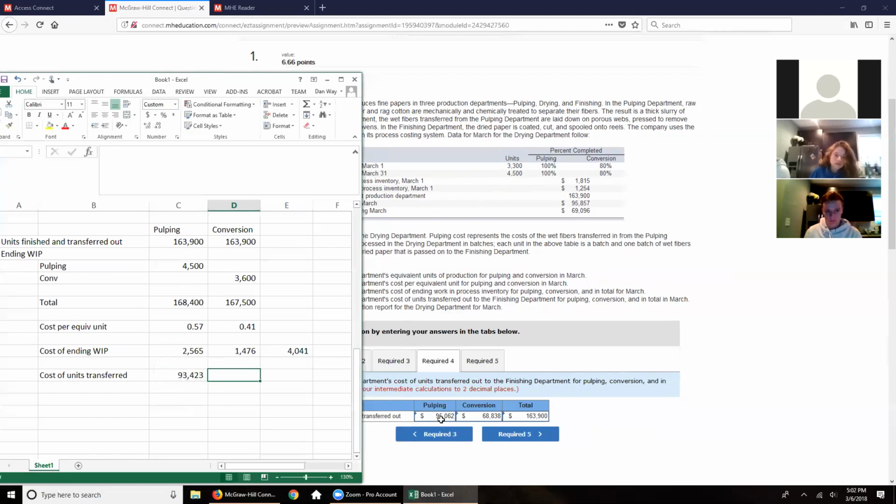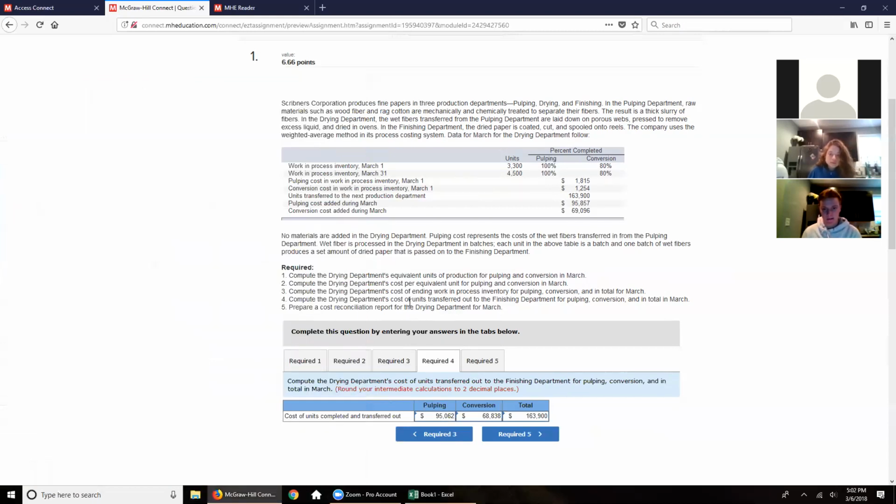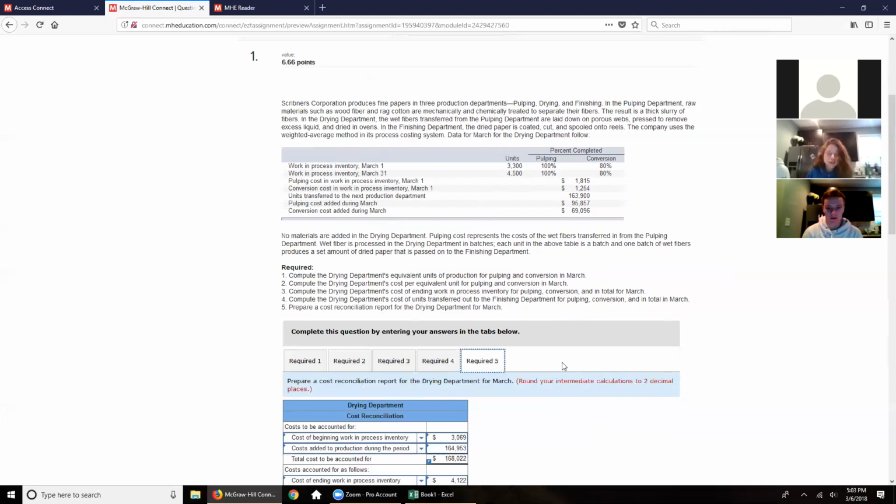And we've got some different rounding than them here. But same idea for conversion. 41, and theirs was a different penny, so penny difference. And then number 5 was the cost reconciliation. Oh, then cost reconciliation, right.